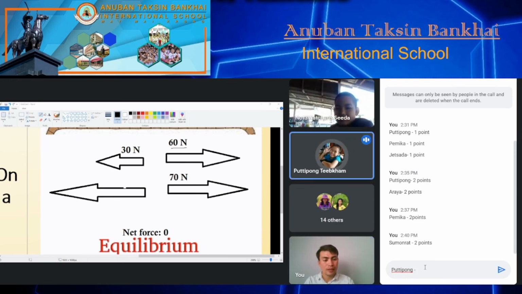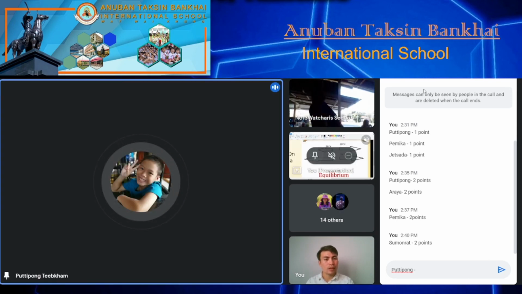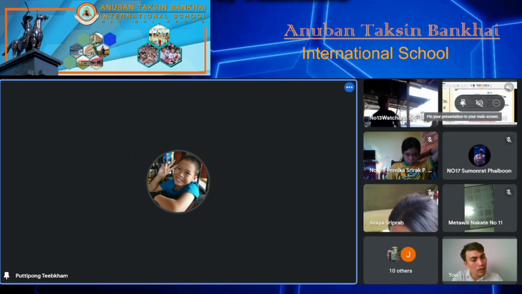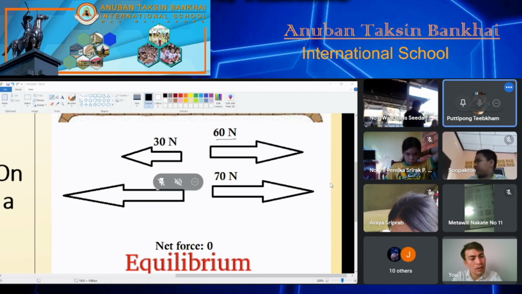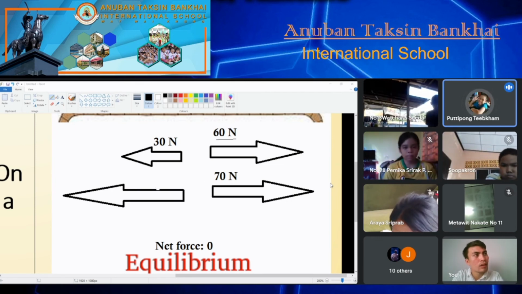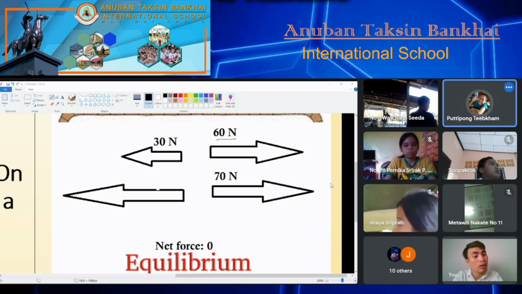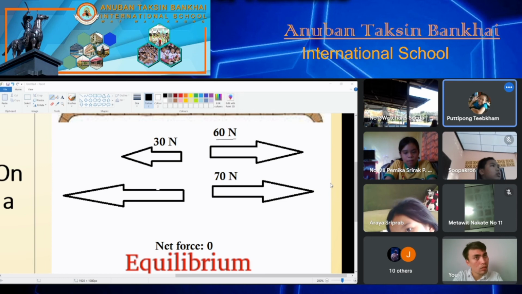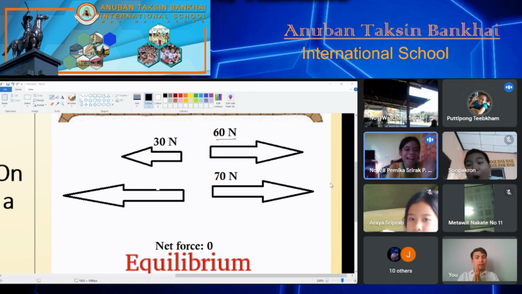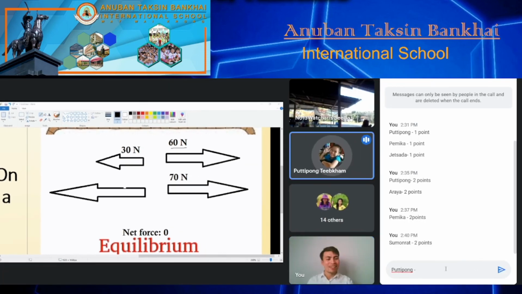The right is pulling 60 Newton, and the right is pulling 70 Newton. 60 plus 70 is equal to 130. Equilibrium is in the middle. 130 minus 30 is equal to 100, and minus 100. Yes, 130 minus 130 equals 0. Equilibrium, exactly in the middle. Putipong got 3 points. Good job.